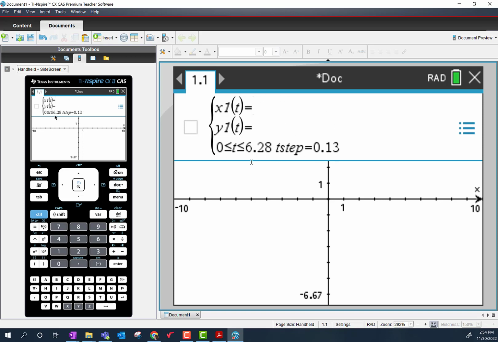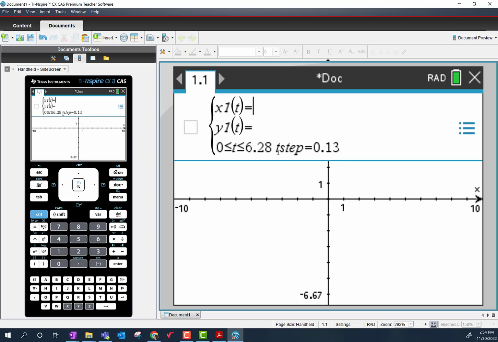I want you to notice some things before we start graphing. Look at the T restrictions that are right here. T is automatically restricted from 0 to 2 pi. If you want that changed, you have to physically change it here. Maybe you're going -2 to 2 and you want to change it. And I'm just going to caution you to leave the T step alone.